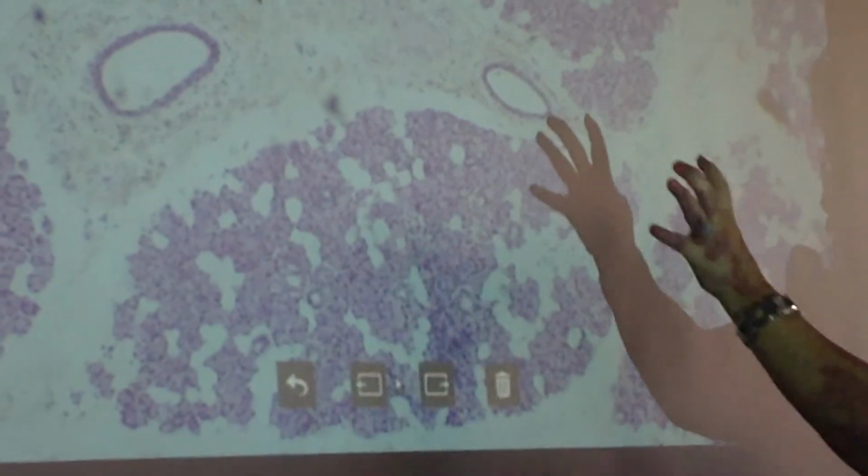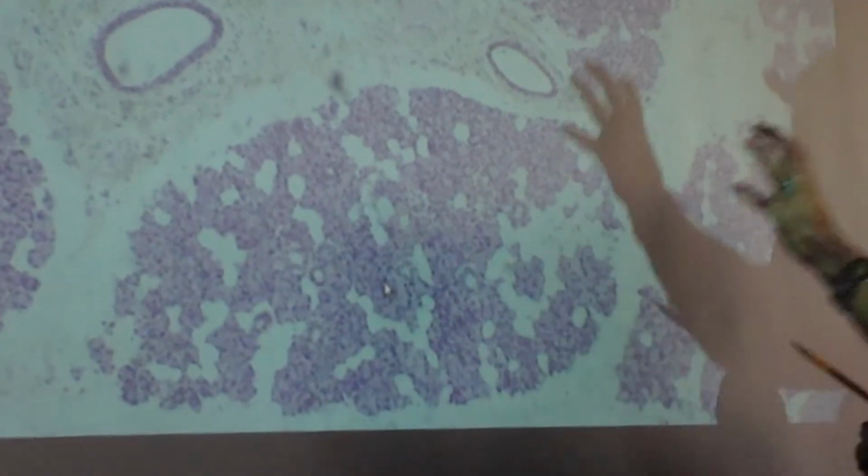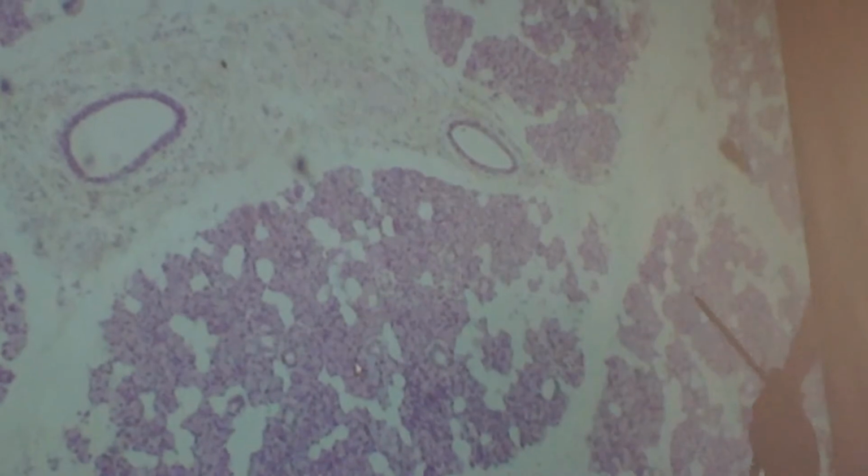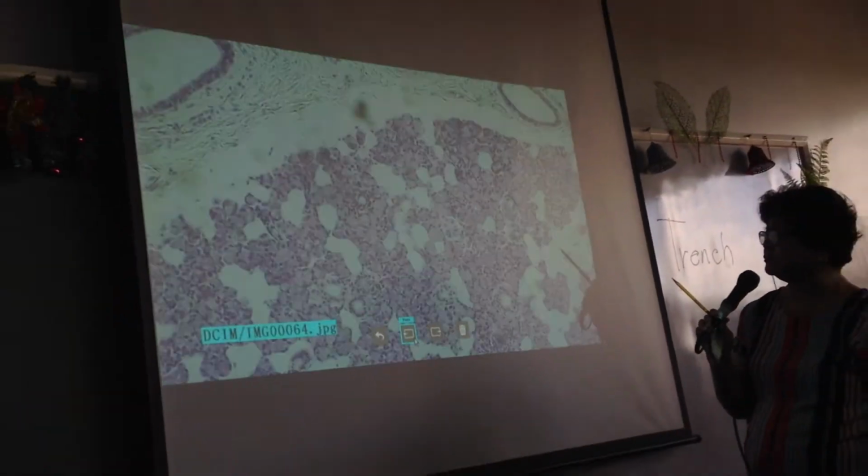So this is the appearance of the parenchyma of the parotid gland. This is what you will see in your slides later when you study. Next gland.